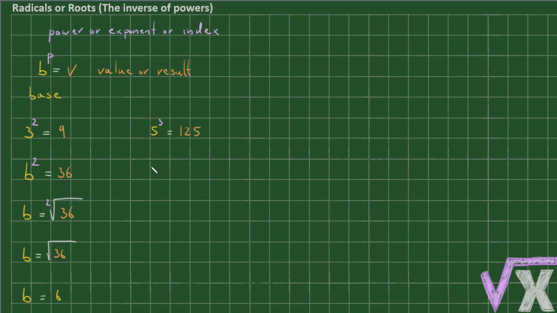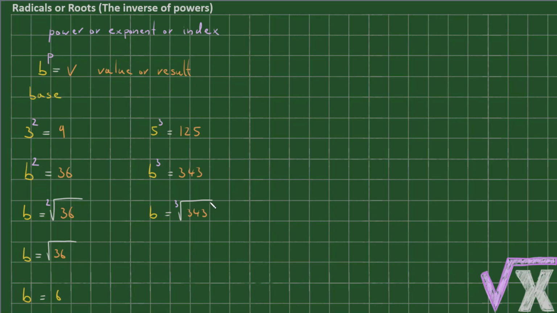Let's do another one. Let's say I have b raised to the power of 3, and that equals 343. I need to solve for the base, which means I need to use the radical. So I'm going to write b equals, then the radical symbol, then I'm going to place 343 beneath the radical symbol. But because we are talking about a third power, I also need to be talking about a third root. So I'm going to write a little 3 here in the superscript at the start of the radical symbol.